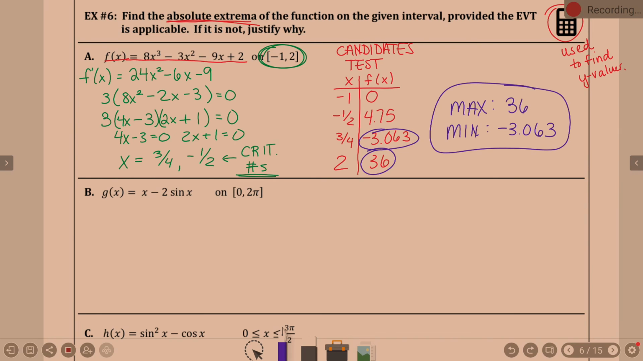And this is why, if we hadn't looked at the endpoints, we wouldn't realize that this endpoint is actually the highest point on that interval. Okay?